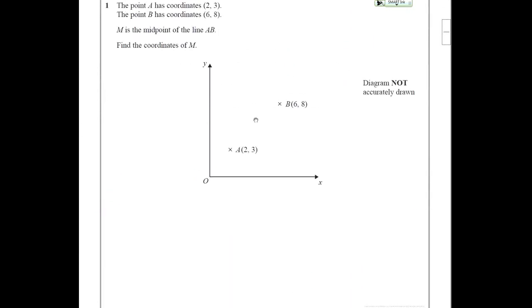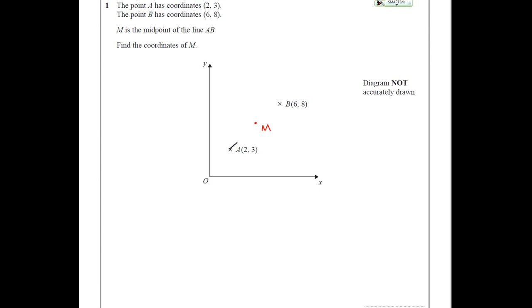Question 1. The point A has coordinates 2, 3. The point B has coordinates 6, 8. M is the midpoint of the line. Okay, so M is exactly in the middle of the line AB. Find the coordinates of M.